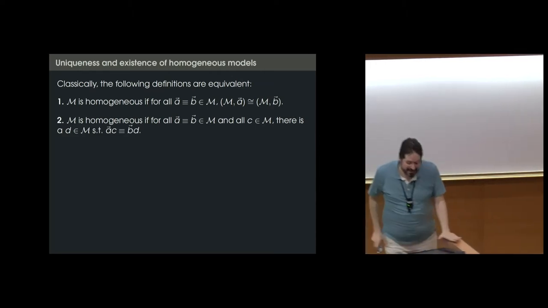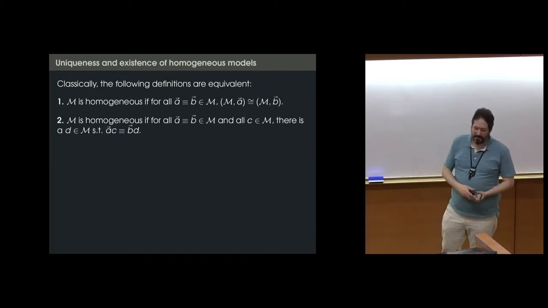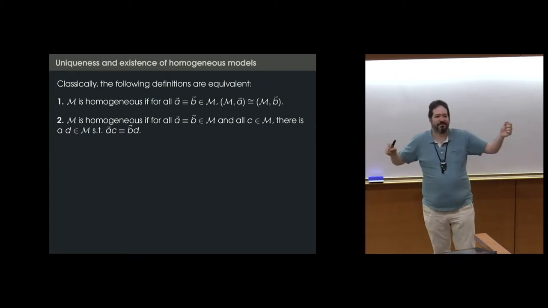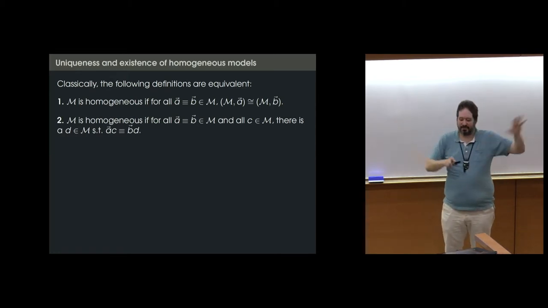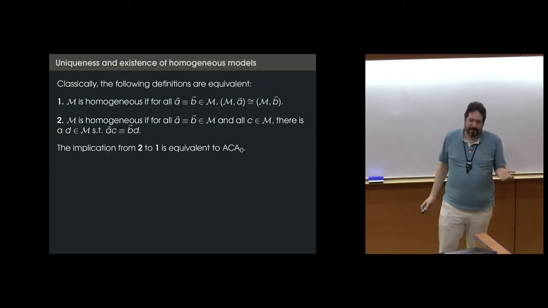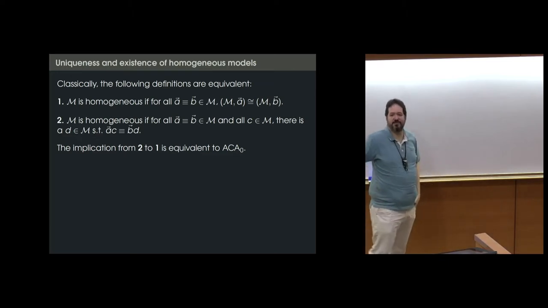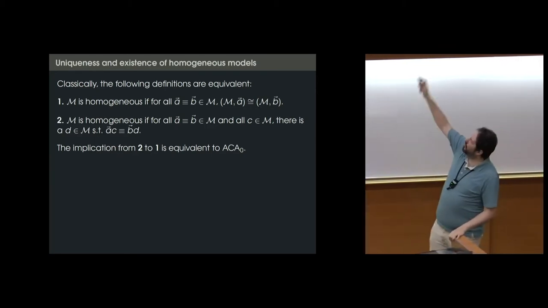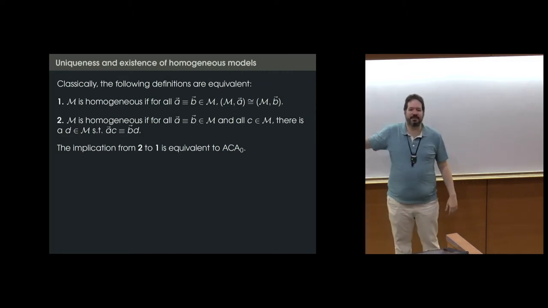Or you can say that M is homogeneous if whenever A and B are tuples with the same type, and we pick another element C, then there's a D such that D over B looks the same as C over A. So again, it's saying that if A and B look the same, then everything around them is the same. If you can find a bit that looks like this, you find a bit that looks like that, and so forth. These are classically equivalent. If you want the reverse math of it, the implication from 2 to 1 is equivalent to ACA naught. That shouldn't be surprising if you're building the automorphism. So normally, we don't really want to think about definition one, because in many cases, not all, but in many cases, that would make everything disappear and become at the level of ACA naught.